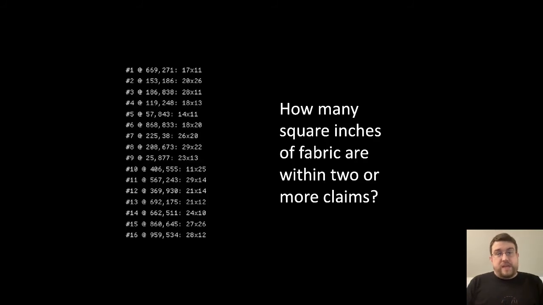So let's do some example puzzles. Here's one that asks, how many square inches of fabric are within 2 or more claims? So this is a list of rectangles in a grid, basically. It gives you the top left coordinate and then the width and the height. And it says how many square inches of these things are in some kind of overlapping area of the rectangles.